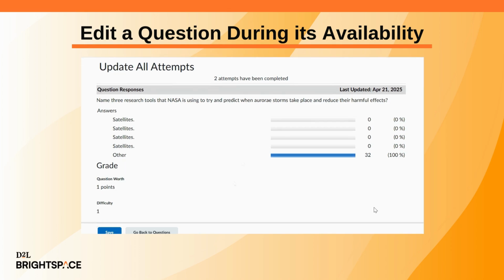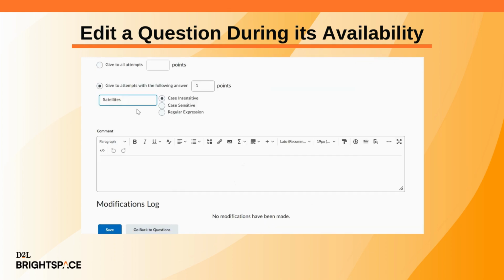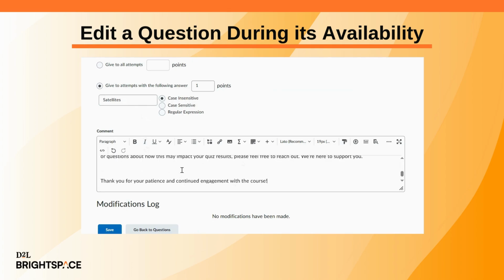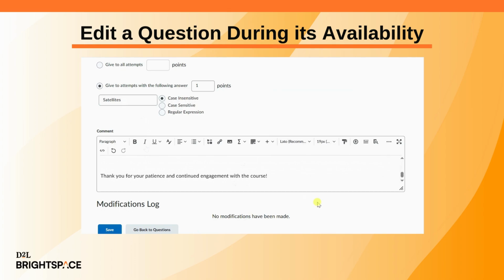Navigate to Grading Type. You can update the number of points for all attempts by inputting the desired score for the incorrect answer, or give points to a specific answer. Include a comment if desired to explain to users why the update was made. When you are ready, click Save.